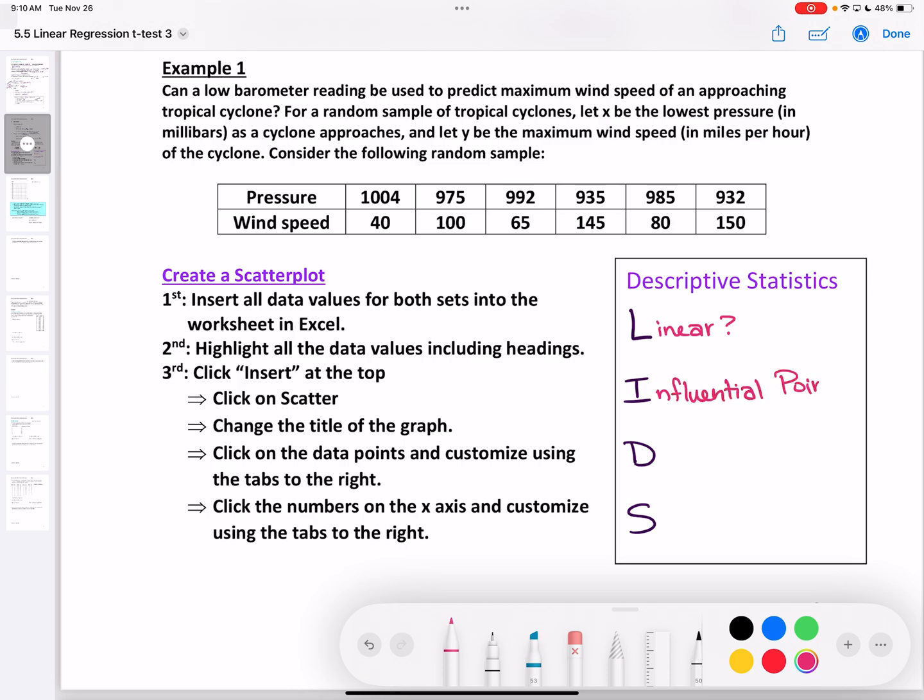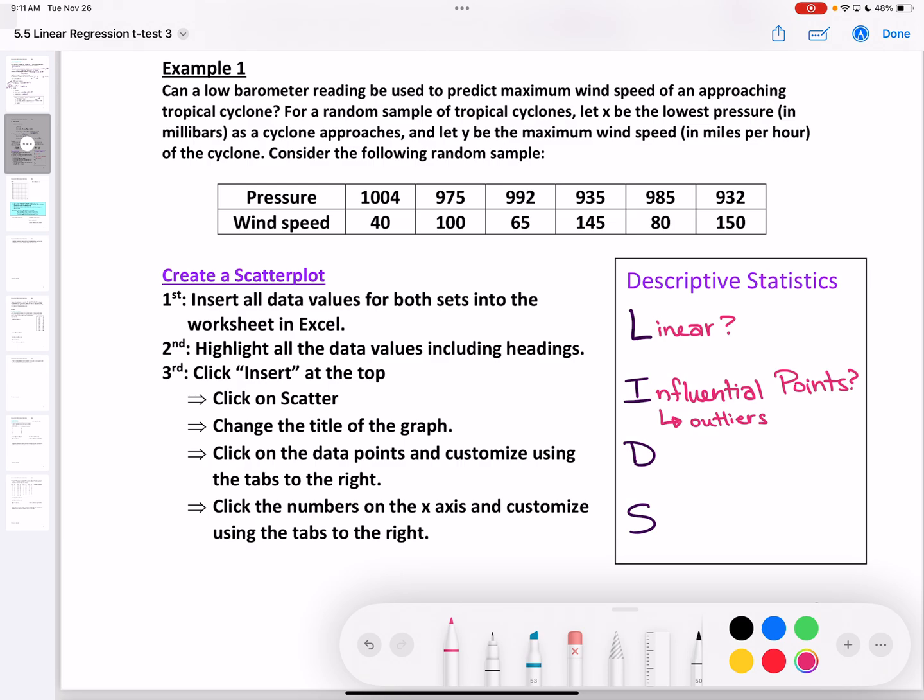And the way that I think about influential points is I look to see, does there appear to be any outliers? Influential points are kind of like outliers. They're going to pull the line that fits the data away from the other points. So they would influence it, okay? They'll pull it one direction or the other. And then if you removed it, that line would fit your data better, okay?